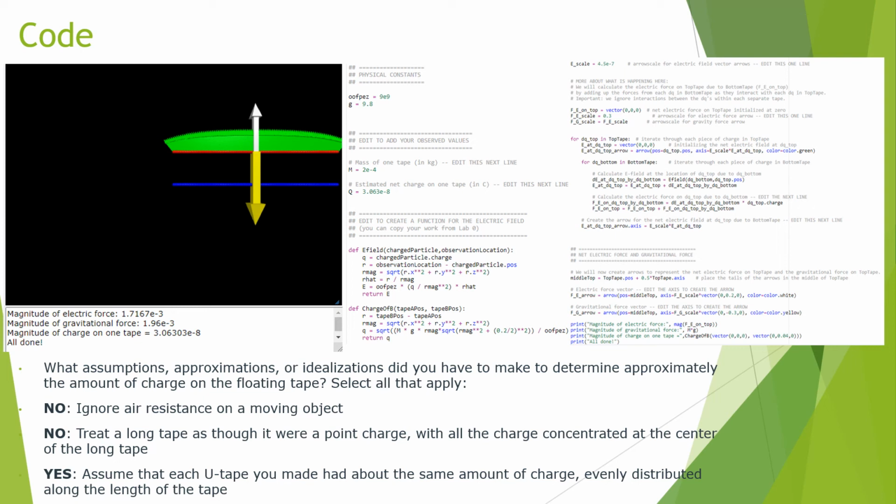So now what assumptions, approximations, or idealizations did we make? We did not ignore air resistance because this is a non-moving object and it is simply just floating. We also did not treat the long tape as though it were a point charge because we are using the rod model. So we did assume that each unit of tape had about the same amount of charge and was evenly distributed along the length of the tape in order to use the rod model for the electric field calculation.